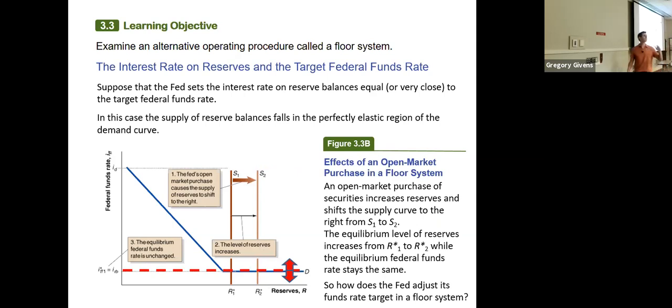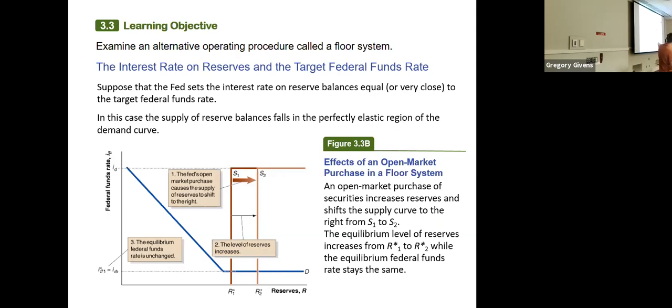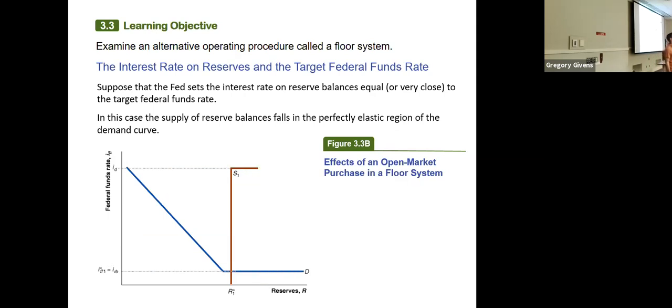Now, let me take this back just a second. Let's think about this for a second. What would happen if the Fed conducted an open market purchase of securities in this floor system? In a corridor system, that would lower the federal funds rate because the intersection is over here somewhere. But what happens if the Fed conducts an open market purchase of securities in this world where the intersection is way over here on the perfectly elastic portion of the demand schedule?